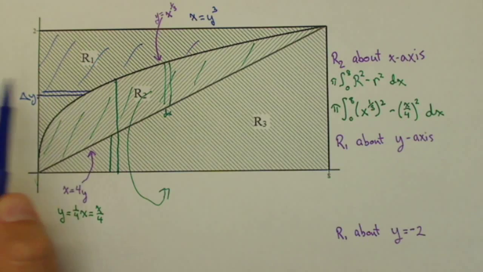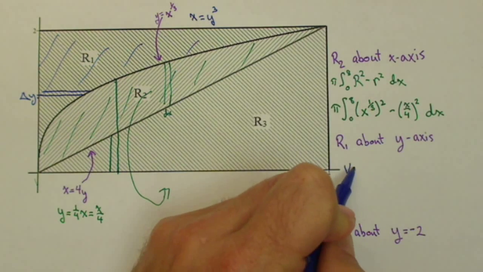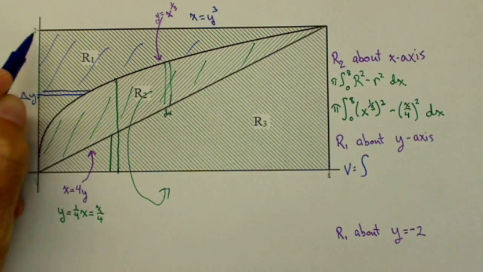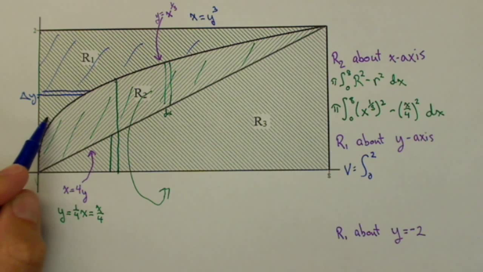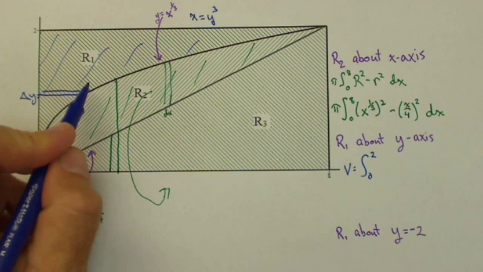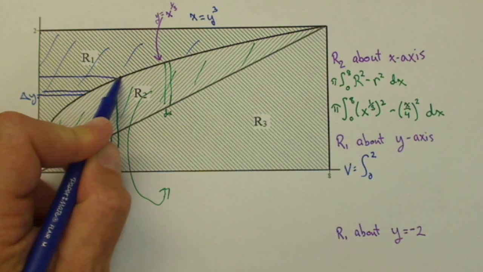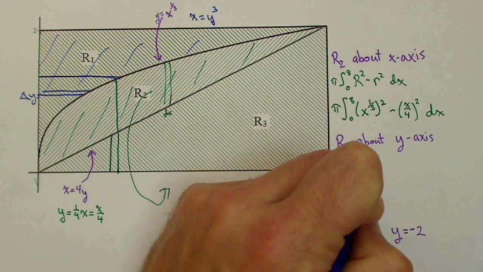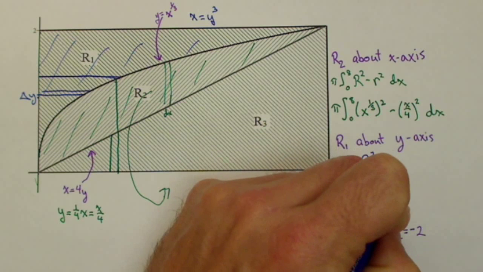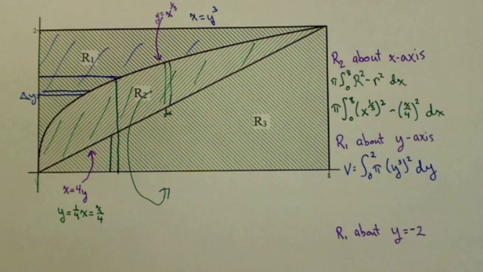Now, this is going to make a nice solid for us, and it's going to go up from 0 to 2, as we can see there. And we just need the main radius, which is from the x-axis out to this function. This function again is y cubed. So it's pi times y cubed squared dy. And we're all finished on that one because it does not have an open center.